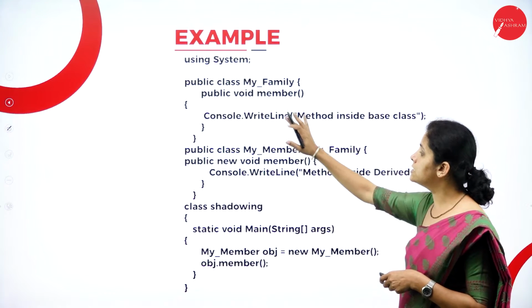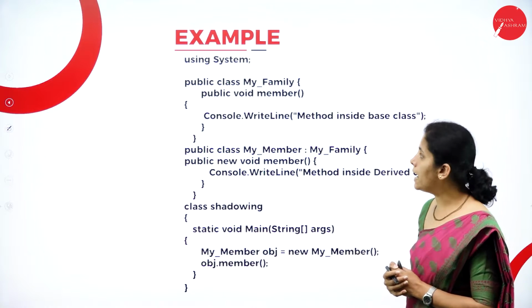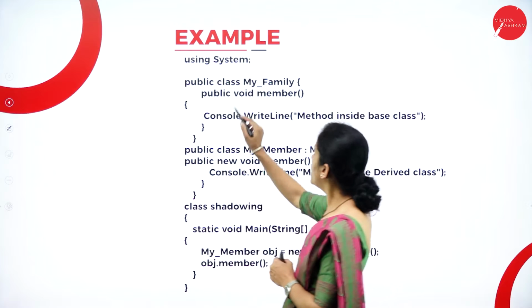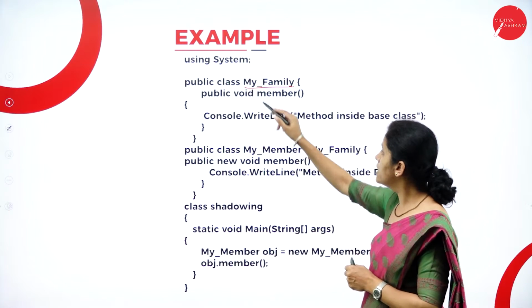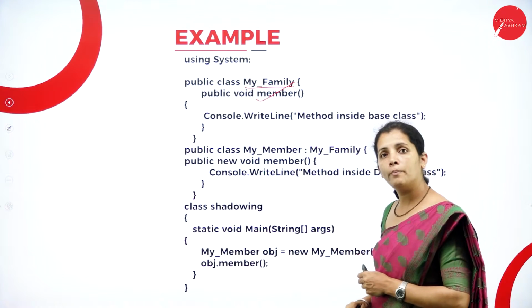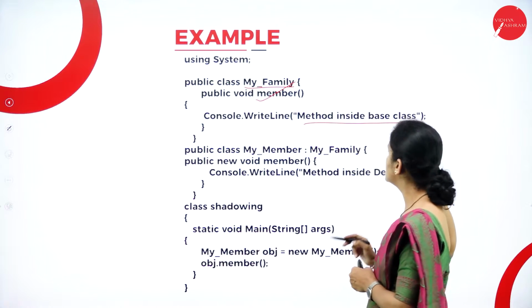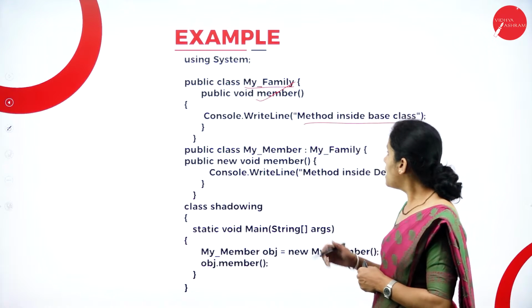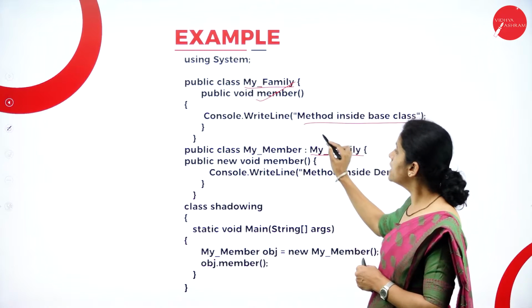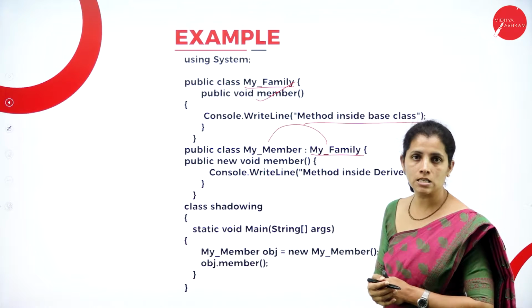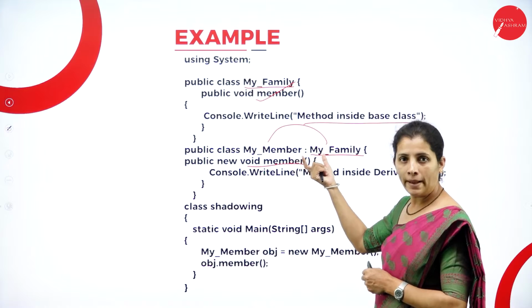So, dear student, this is the example program I'm going to use for method hiding. What is my class name? Family. Under this, I have a member function or method called member. In that, I'm going to write "method inside base class". Now, I'm going to inherit the features of Family in my Member class. Here also I have a member method.